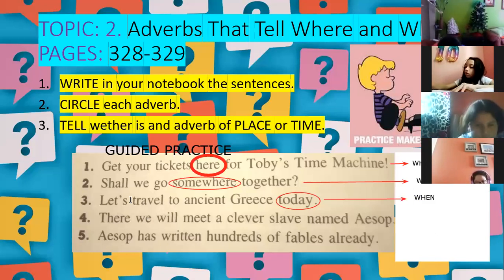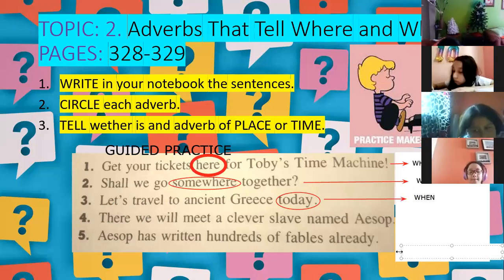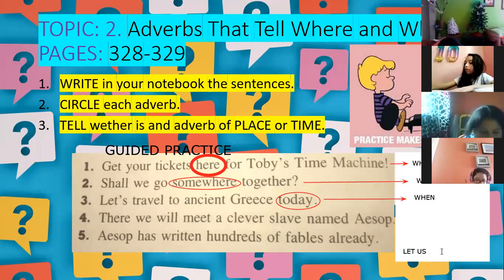Let is a verb. Vamos, because we use let's. Let's play, vamos a jugar. And let us, that's this contraction. The contraction of let's is let us. That's the contraction. And the contraction is let's.